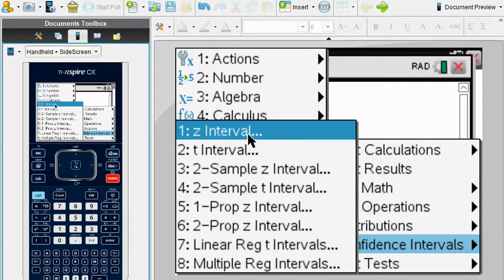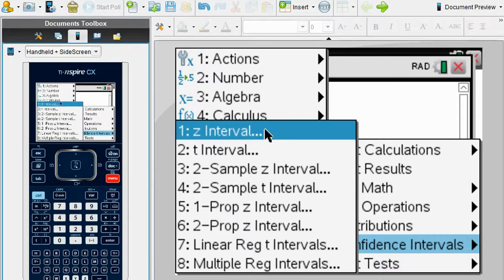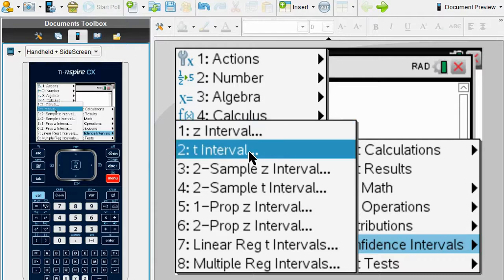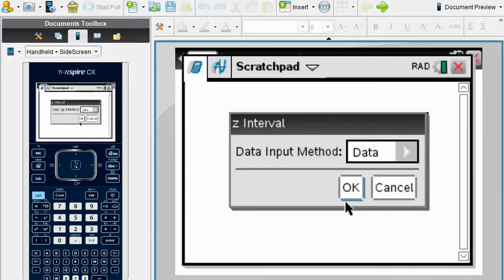So remember that you've already done the 1 proportion and the 2 proportion. Today, you're going to learn about the Z interval and the T interval. Those are for means. Go ahead and click on the Z interval. Next, it's going to ask you for the data. If you had a list of your data, then you would go here, data, but you don't. So switch this thing to stats and press OK.